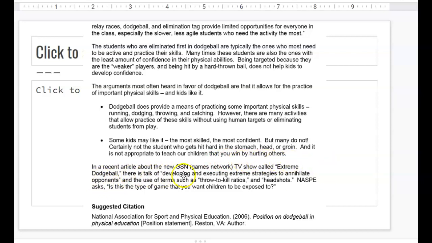In a recent article about the new GSN Games Network TV show called Extreme Dodgeball, there is talk of developing and executing extreme strategies to annihilate opponents, and the use of terms such as throw-to-kill ratios and headshots. NASPE asks, is this the type of game that you want children to be exposed to? And then there is a citation.